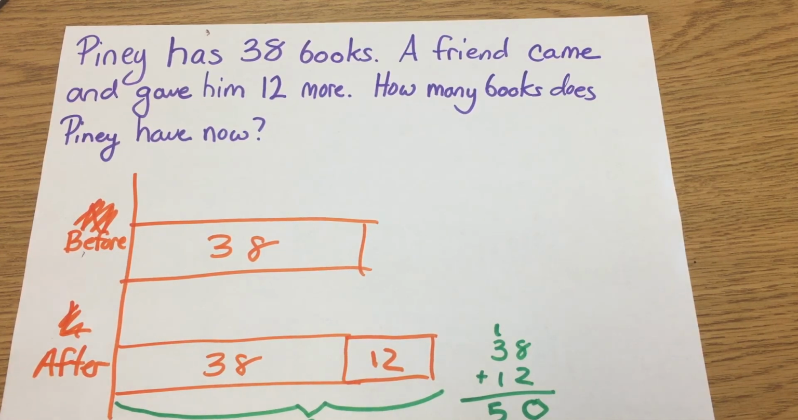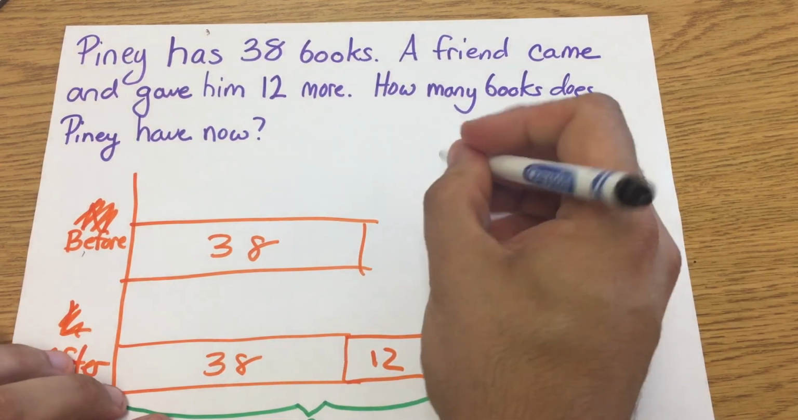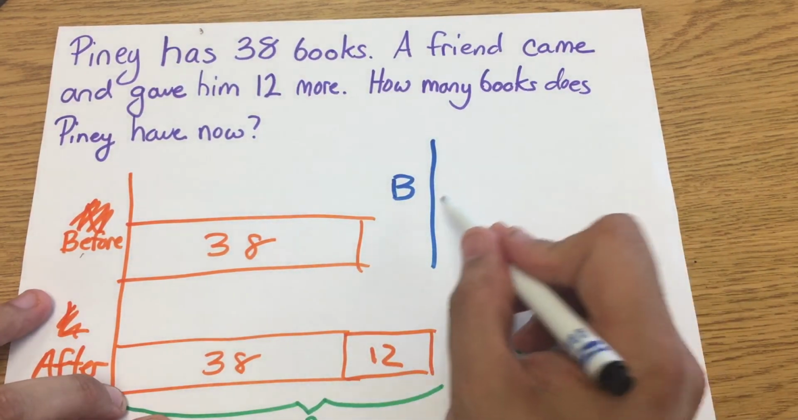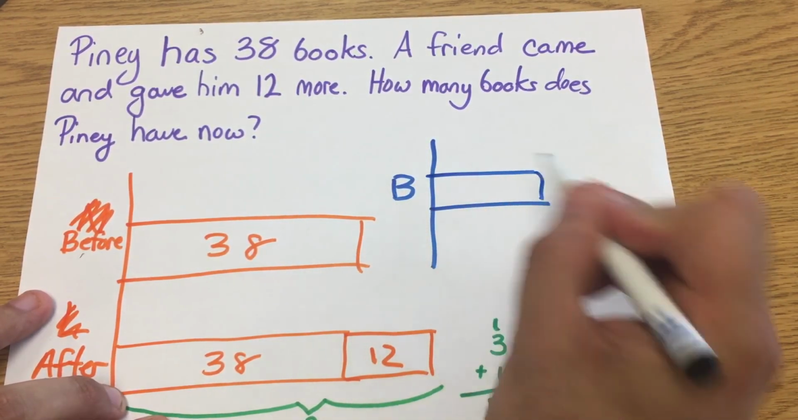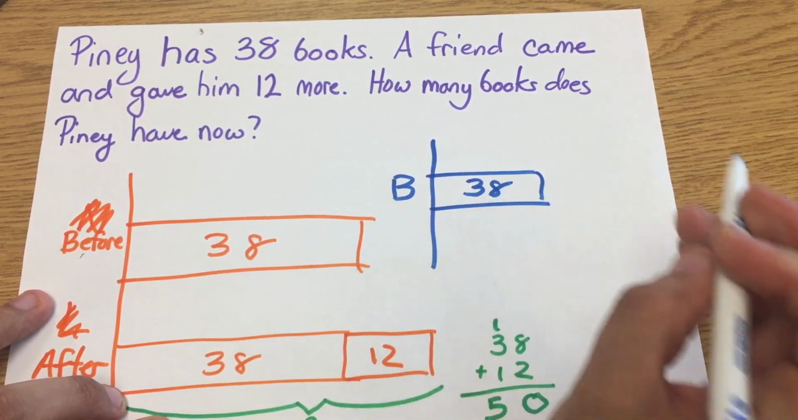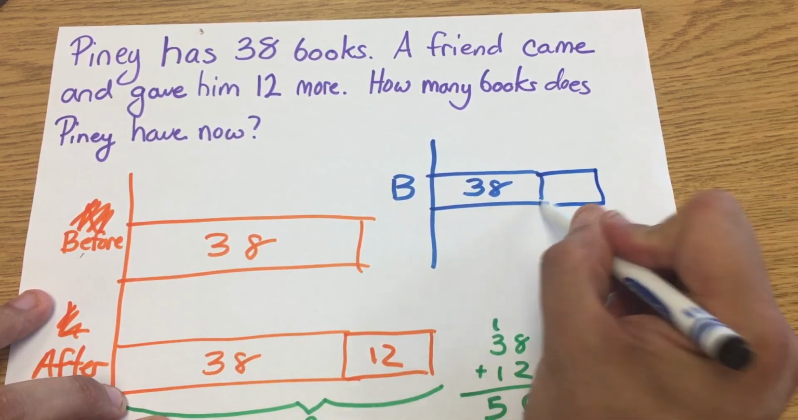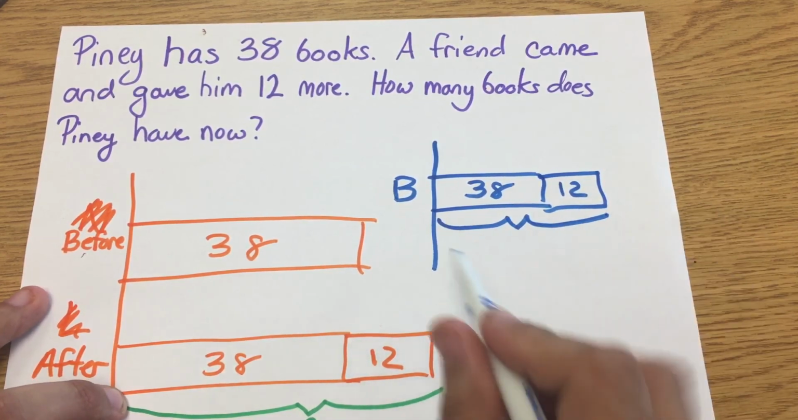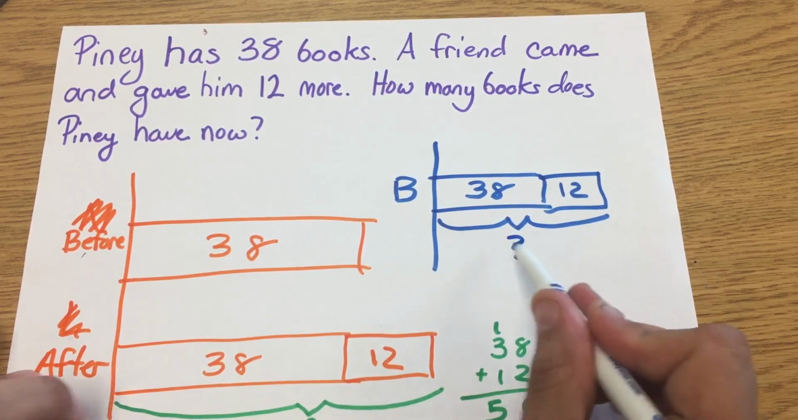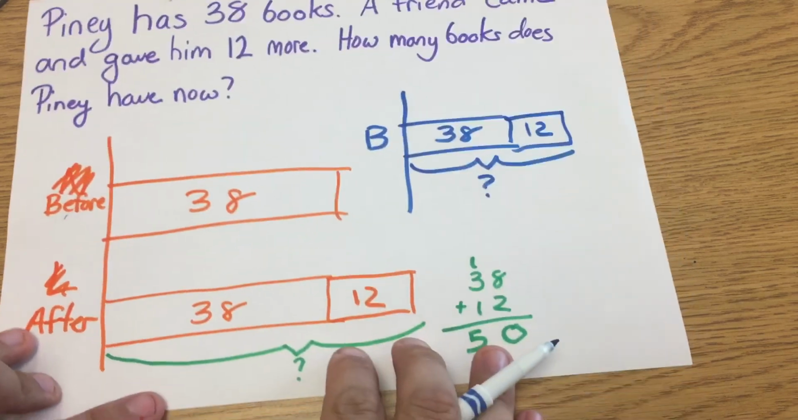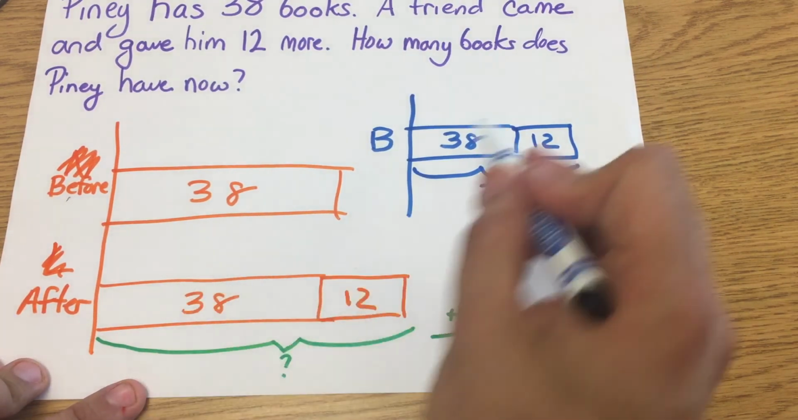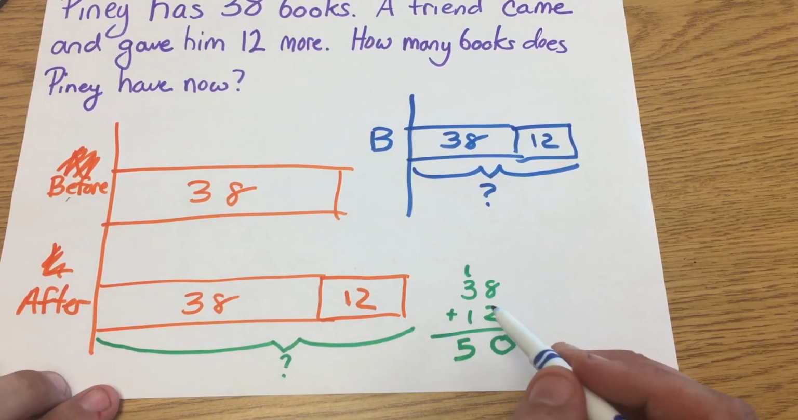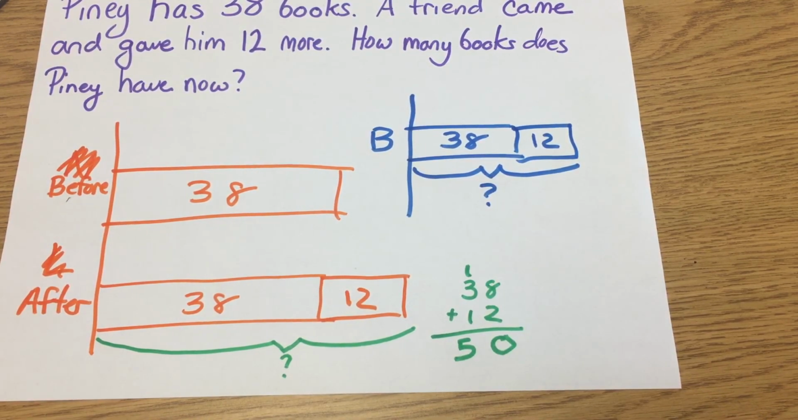You may not need to draw it out that way, though. You might just look at this and say, okay, Piney has his books. We'll represent that with a B. He started off with the 38 books, and then we added on 12 more. What's our total here? You may realize that what I'm drawing here is the exact same thing as the bottom half of our last example. It's the same idea. You may not need that before. Everyone can do it their own way, but still we're getting a total of 50 books.